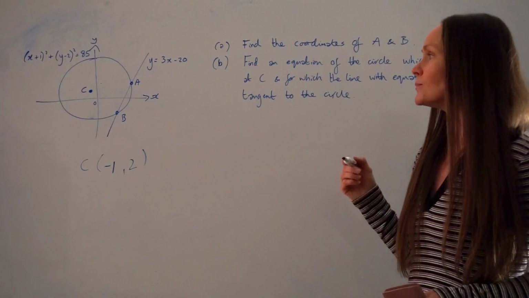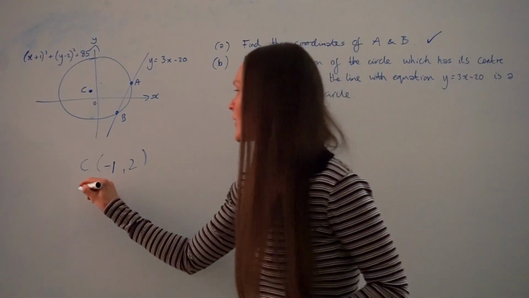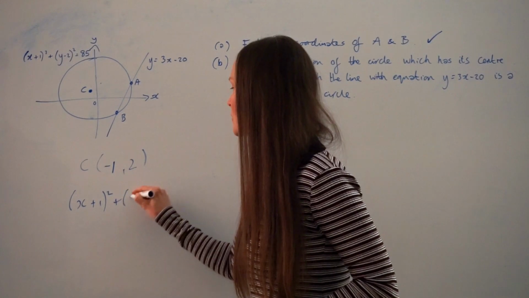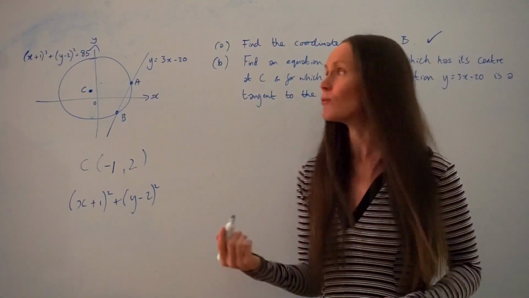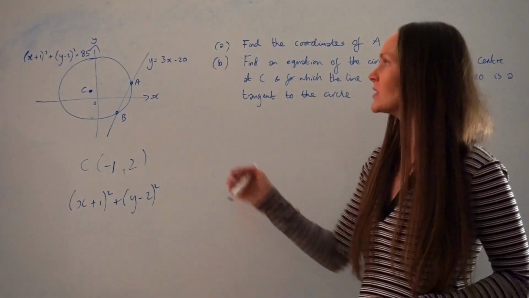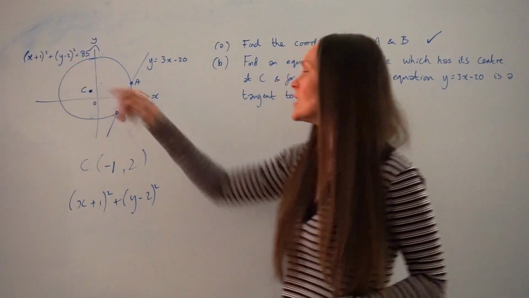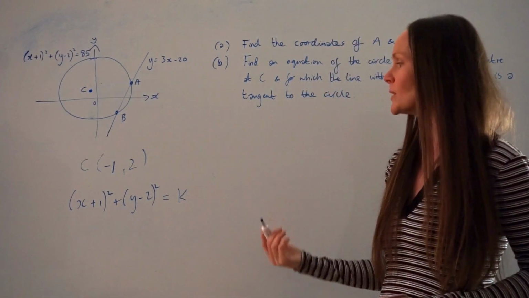Now the equation of the new circle is going to look very similar to the previous one, x plus 1 all squared plus y minus 2 all squared, because the centre is the same, but we don't know the radius. The radius has changed, so we don't know this value here, r squared, the radius squared. I'm just going to put it equal to k. It's some constant that we don't know.